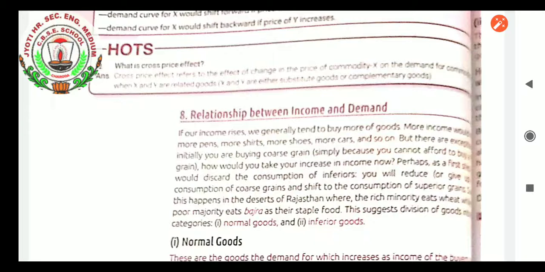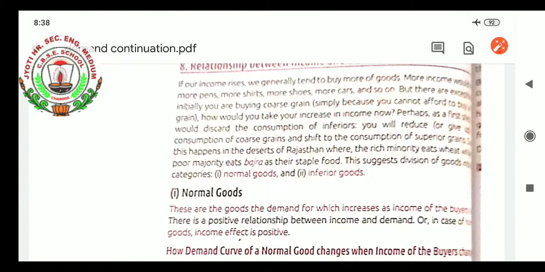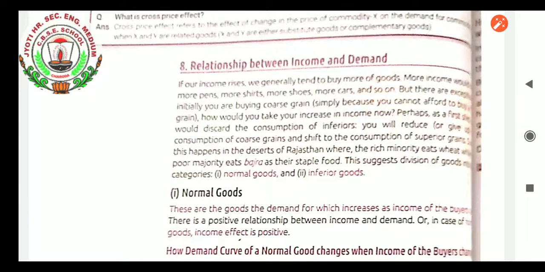Relationship between income and demand: when we see, definitely there is a relationship between income and demand, and that relationship is positive. When income of the people increases, demand increases. When the income of the people decreases, the demand also decreases. So there is a positive relationship between income and demand. If our income rises, we generally tend to buy more goods. More income would result in more pens, more shirts, more shoes, more cars and so on.